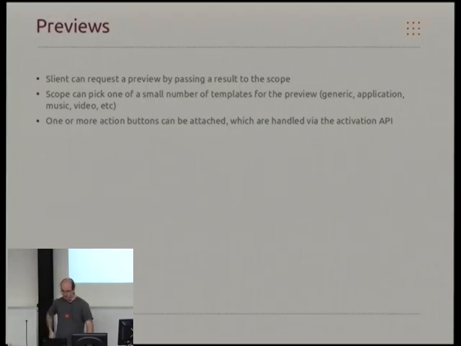The client can request a preview by passing one of the results back to the scope. The scope then says that it wants to use a particular preview format and fills in the template with data. We pass the entire result back to the scope when producing a preview, because if there's information which the scope gathered when it was performing the search, you can stuff that into the result, and it will be available when producing the preview, which can sort of speed things up a bit.